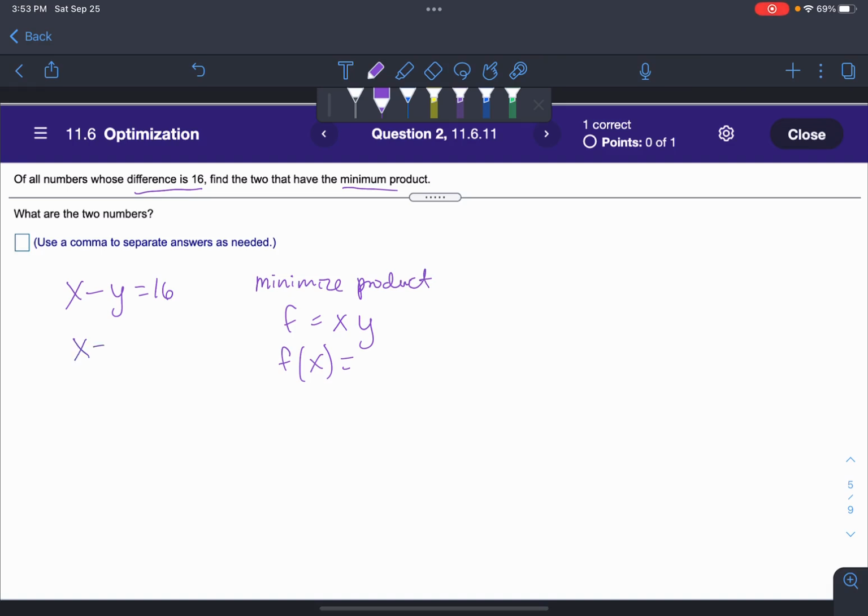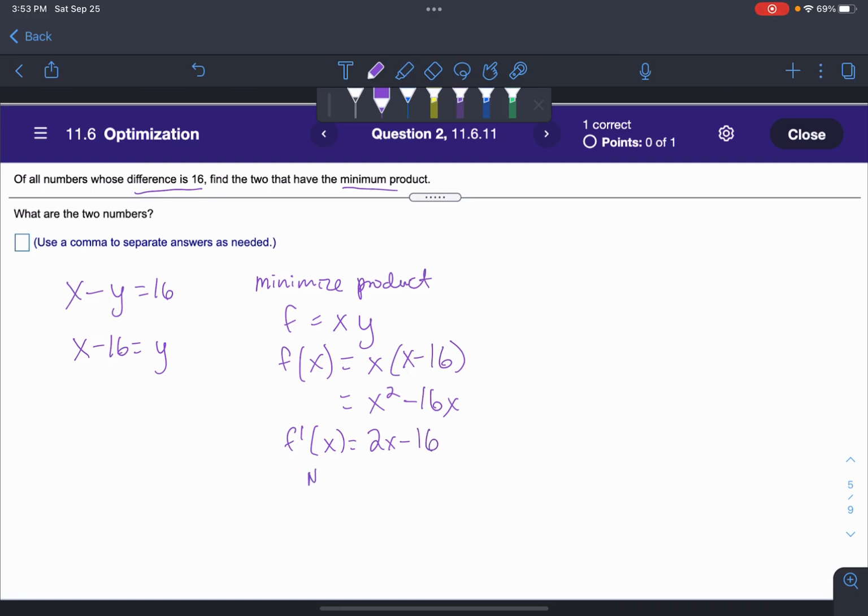So I get x minus 16 and then move the y to the other side. y is equal to x minus 16. So let's plug that in for y. And then I'm going to distribute that x in. That's what I got for my f in terms of x. So now let's take the derivative and get 2x minus 16.